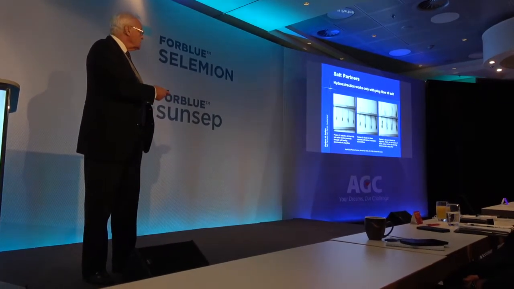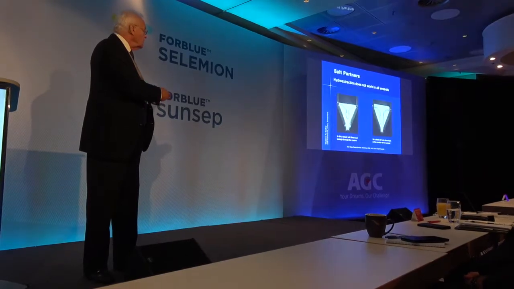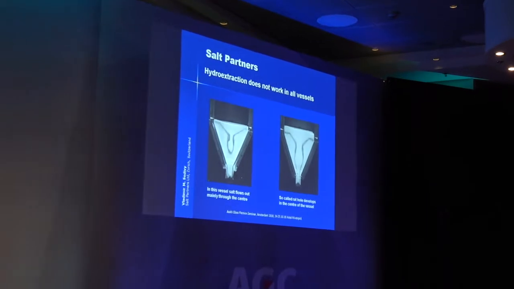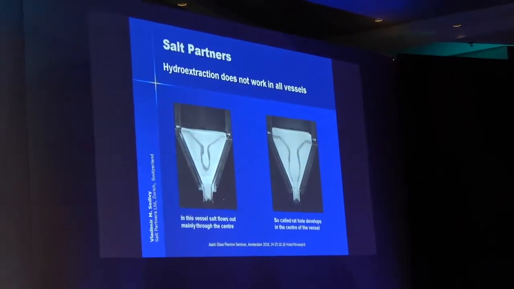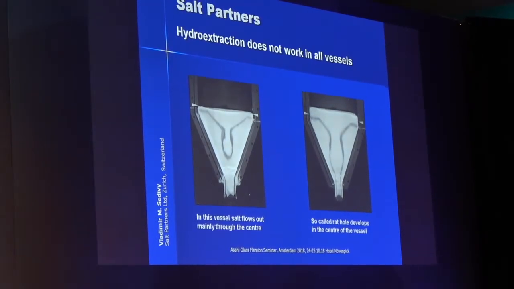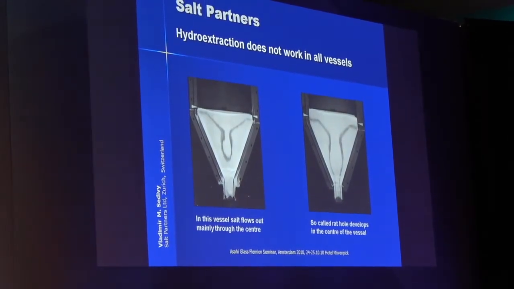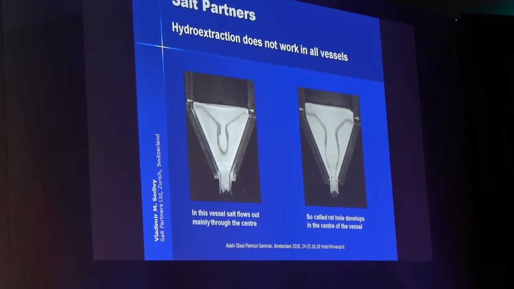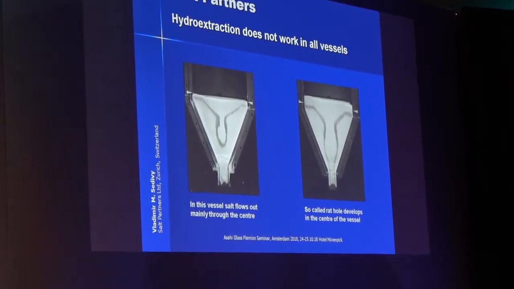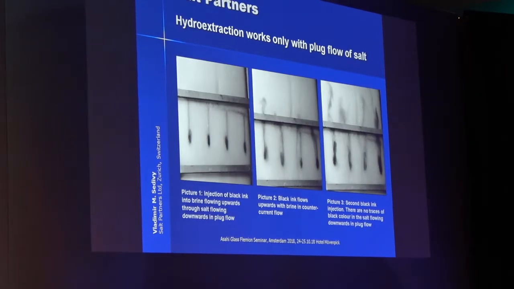This process does not work everywhere. For example, if the decanter is of this shape, then there is a rat hole being built in the middle of this decanter, and the salt flows out through the middle, instead of flowing in a plug flow.